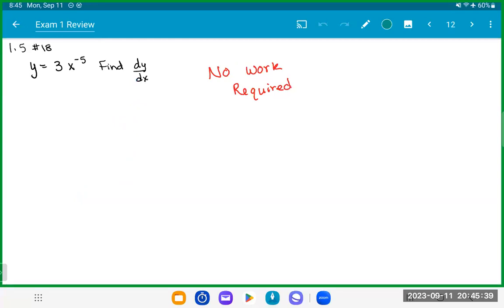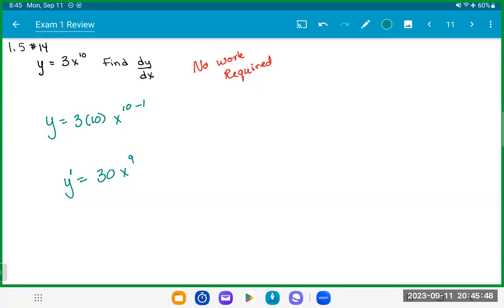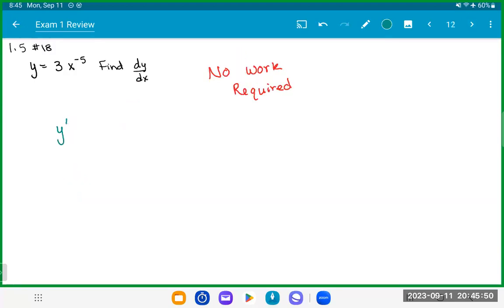Okay, so this one doesn't require work either. You can do 3 times negative 5, this is y prime, sorry. 3 times negative 5 is negative 15, x to the negative 5 minus 1 is negative 6. And that's all there is to that problem. Questions?